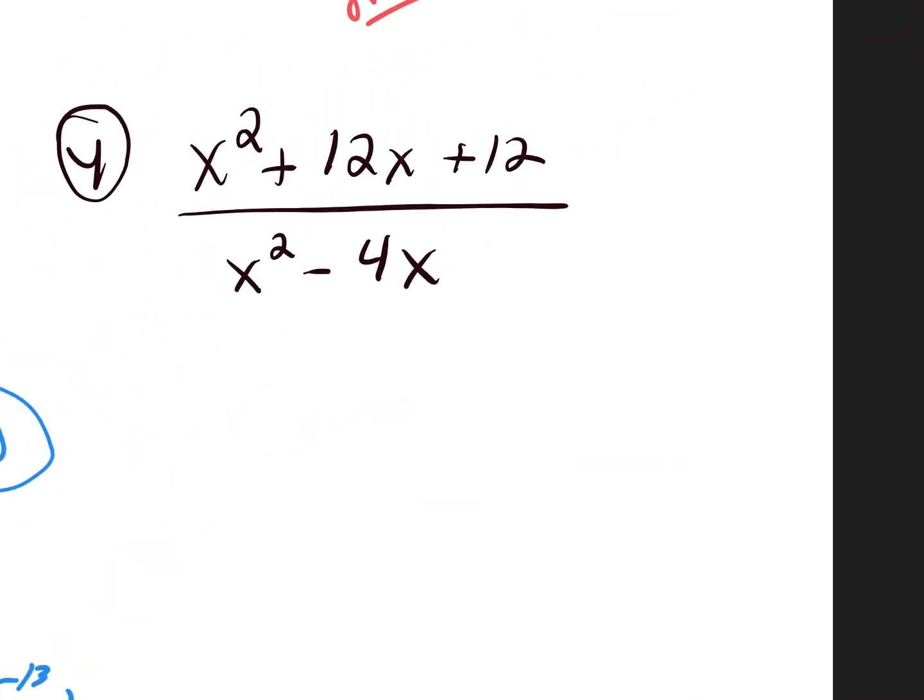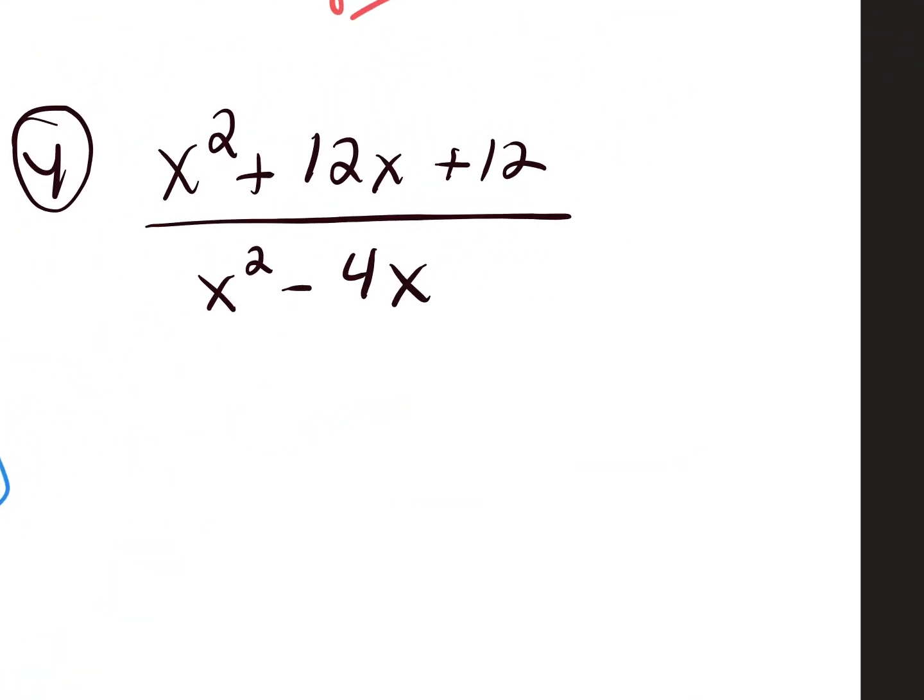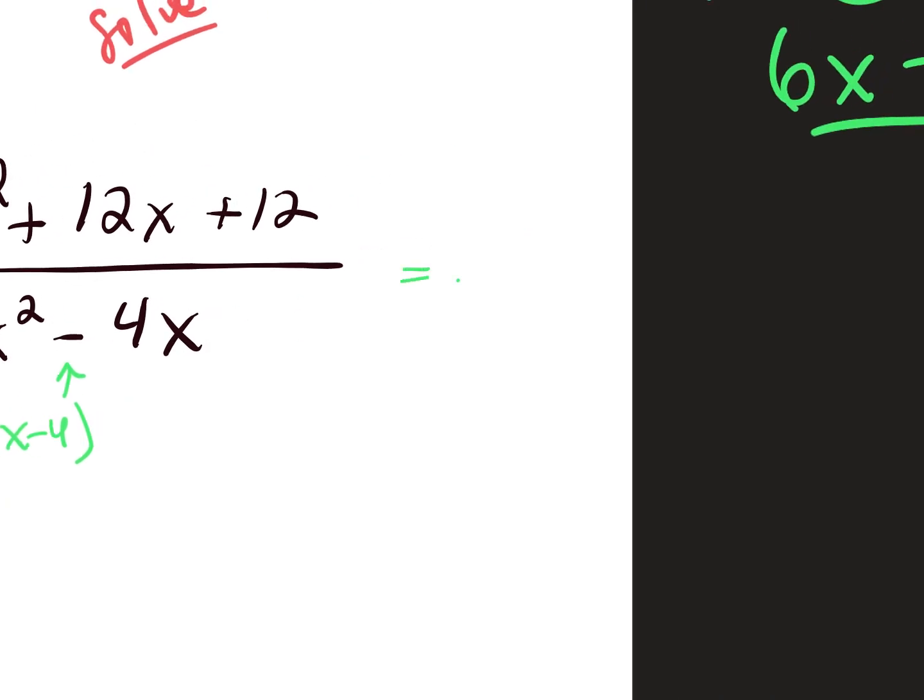All right, and lastly, we're going to do this one. Again, we're going to set up and then we're going to solve. So the first thing we need to do is factor, guys. Do you see something that these have in common? x squared minus 4x. Yes, they both have an x. I'm going to take that out, and that's going to leave me with x minus 4. So again, I have two denominators here. One of my denominators is going to be x, and the other one's going to be x minus 4. So I have an a and a b.